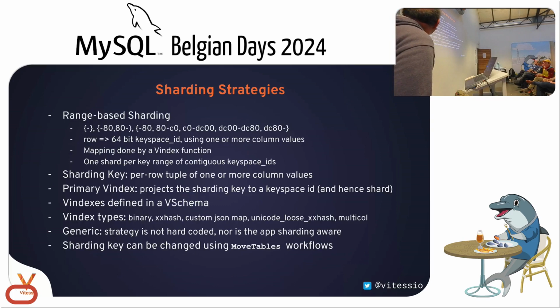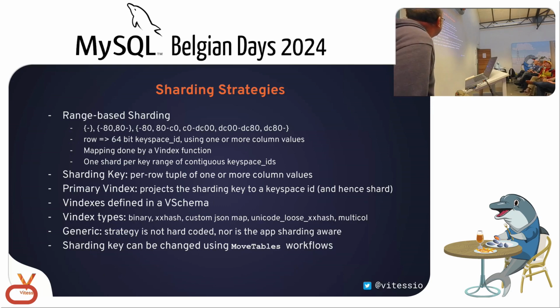So this is how you refer to shards. The dash is essentially unsharded. What it means here is that the Vindex maps a row, the values in particular columns that you have selected as the sharding key, into a 64-bit value, which we call the keyspace ID. And this range is split into contiguous ranges depending on the number of shards you want. As an example, we can look at -80 and 80-.